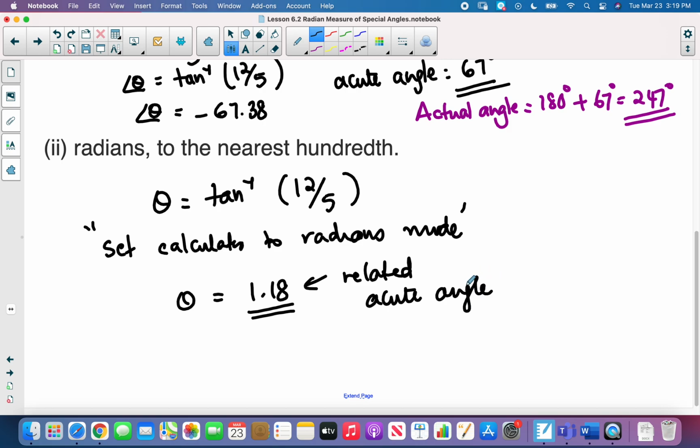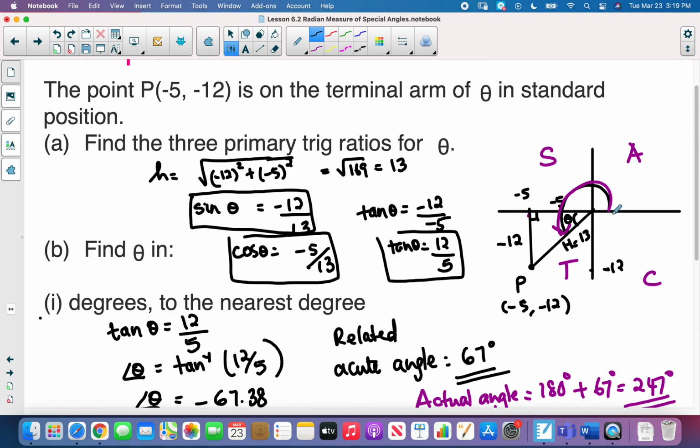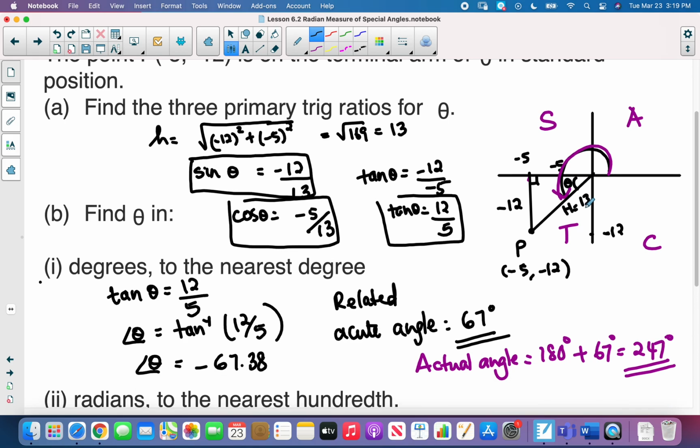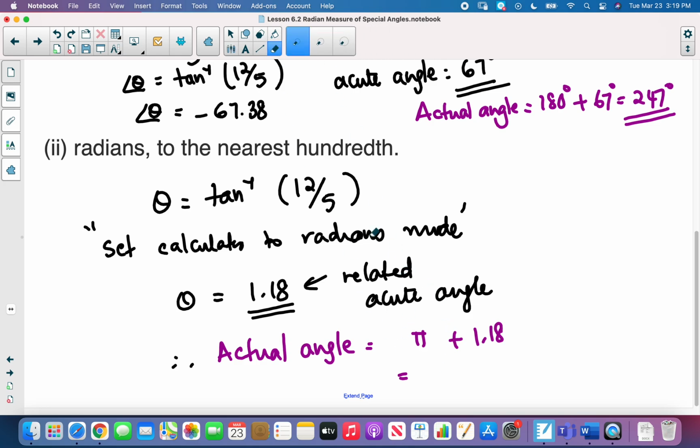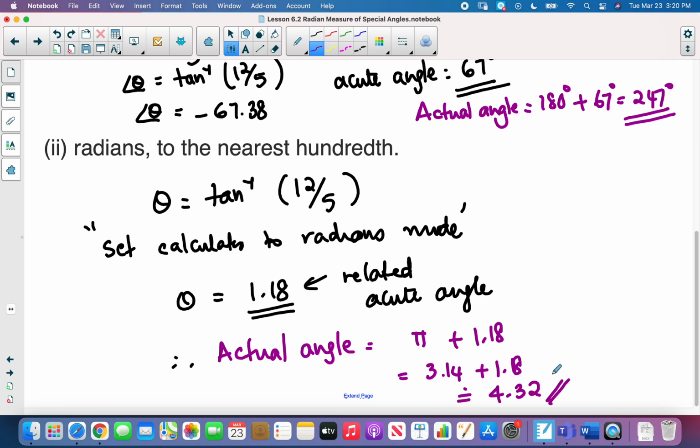Okay, so we want to find the entire angle, not just this angle here. So we've got to add a pi to it, right? Not 2 pi, just pi, just 180. So the actual angle is 3.14 plus 1.18, which is approximately, to 2 decimal places, 4.32. You can write radians here.